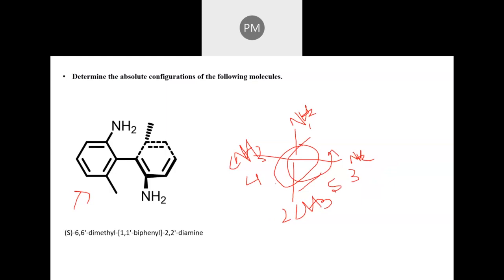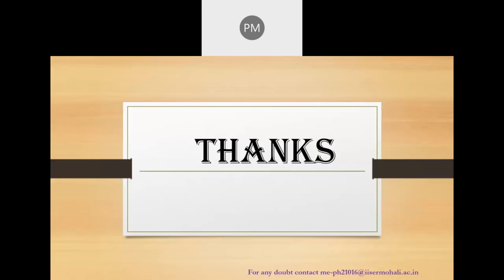So in today's class we have seen Newman to Fischer, and next we find out whether the configuration is R or S configuration.